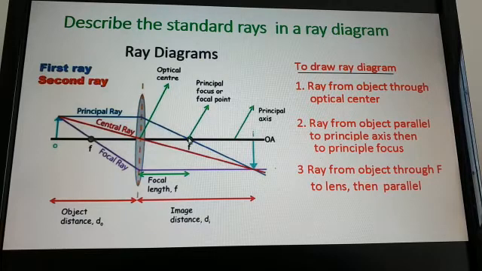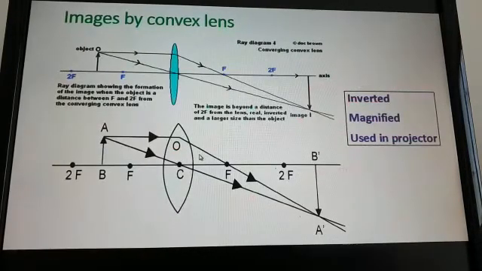And the third ray, a ray from the object through F. Before, we said that on the other side there is also a principal focus F. The ray goes from the object through F to the lens, and then parallel to the principal axis. These are the three rays. This is the way of drawing a ray diagram and the formation of the image also. Next we have to discuss the image formed by a convex lens. We have to place the object in a particular position. In this picture, the object is in between F and 2F.